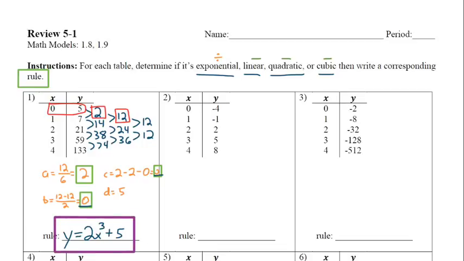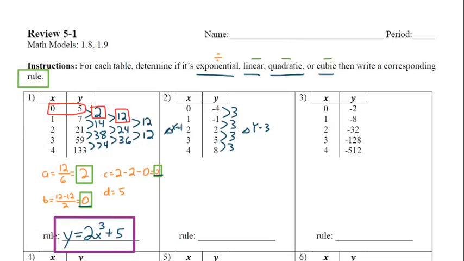Okay. Number 2. Same idea. Start off by finding your differences. -1 minus -4 is positive 3. Don't get your negatives screwed up. 2 minus -1 is also positive 3. 5 minus 2 is 3. 8 minus 5 is 3. Wow! So it's 3. So my change in y is 3. My change in x is 1.